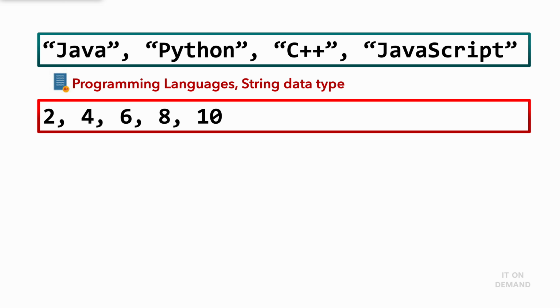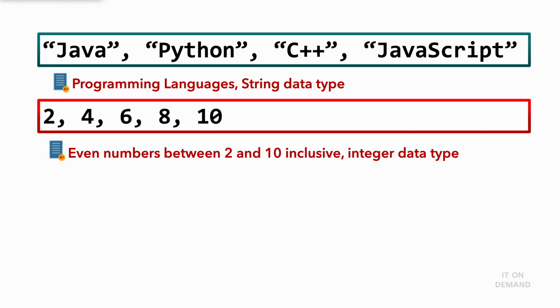How about this one? What comes to your mind when you think of this? 2, 4, 6, 8, 10. You probably thought, again, yeah, these are all numbers that are divisible by 2. And there are 5 of them. And again, you'll be correct. All of them are numbers. And so we can say these are even numbers between 2 and 10 inclusive. And they are all integer data type.